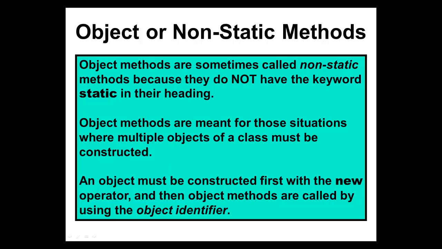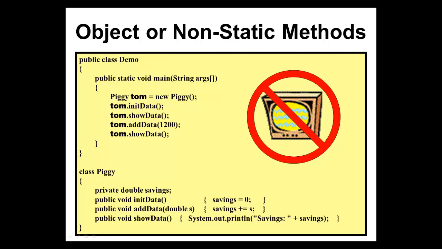So object or non-static methods, well, they are called non-static methods because they don't have the keyword static in their heading. Remember, this is our major difference. Object methods are meant for those situations where multiple instantiations, examples of a class, must be constructed. Again, think back to the bank. An object must be constructed first with a new operator, and then the object methods are called by using the object identifier. If we think back to the bank class, for instance, we created accounts for both Tom and Sue using different starting balances, one with the default constructor and one with an overloaded constructor.